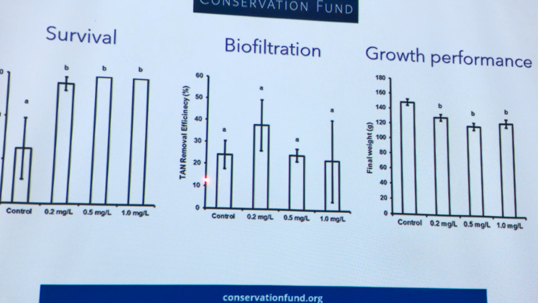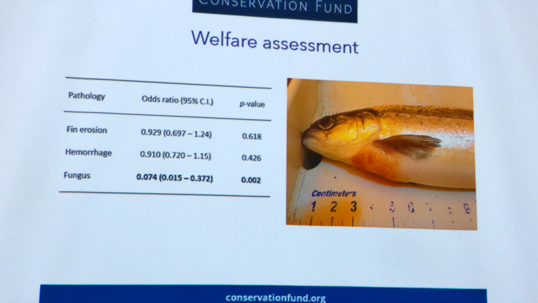Thankfully, at those doses, biofiltration was not impacted when we looked at TAN removal efficiency. And growth performance was a little impacted compared to the control. So there was a bit of an impact treating fish every day, but not substantially in terms of overall fish production. But one interesting thing we found, we weren't able to replicate that mortality event, but looking at morbidity, there was significantly less observable fungus on fish as you go up in dosage for peracetic acid. So that was very good news there to see.